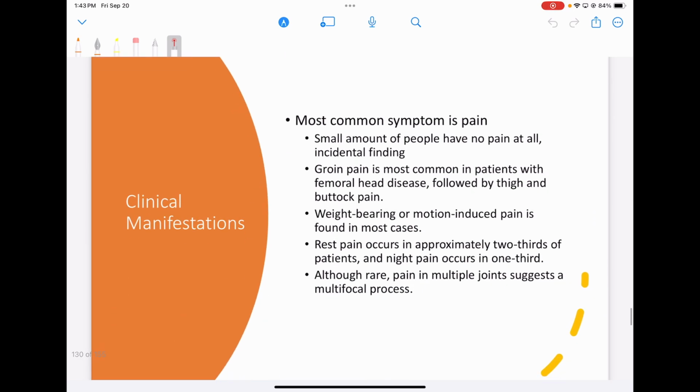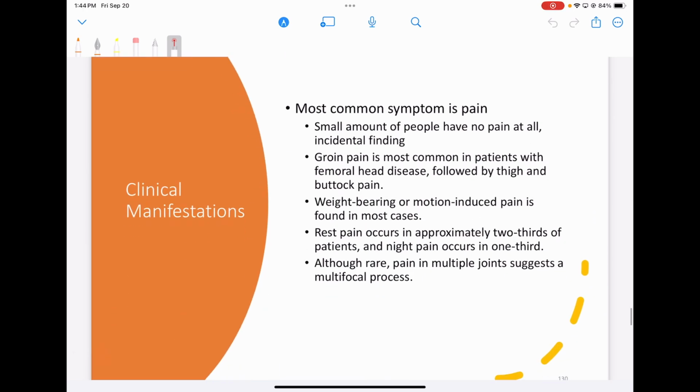Most common symptom is going to be pain. Some may not have any pain at all. Groin pain is very common when it's the femoral head. Think about it, the femoral head is inside the hip, so that pain is going to radiate into the groin. So they have that, maybe some thigh pain or buttock pain, because remember the fracture is happening in the femoral neck. Weight bearing is going to cause a lot of pain because every time you walk, that bone is being compressed and it causes pain.